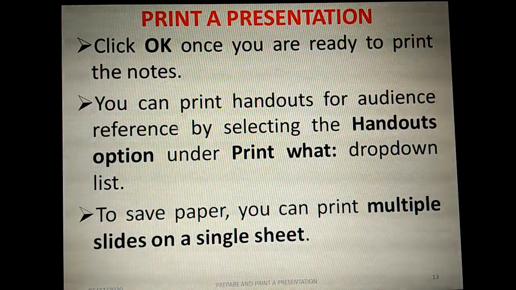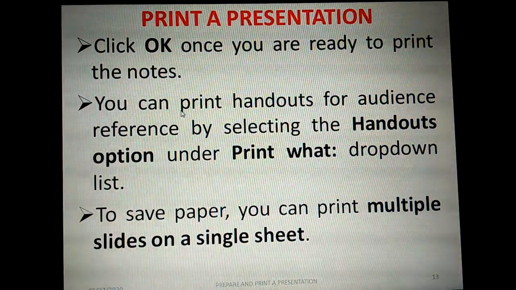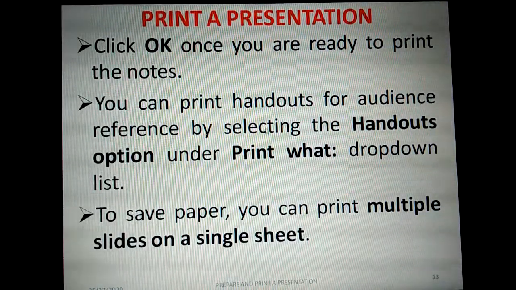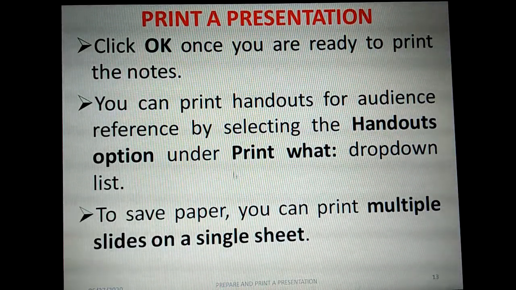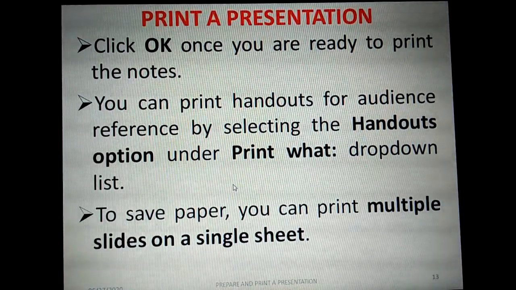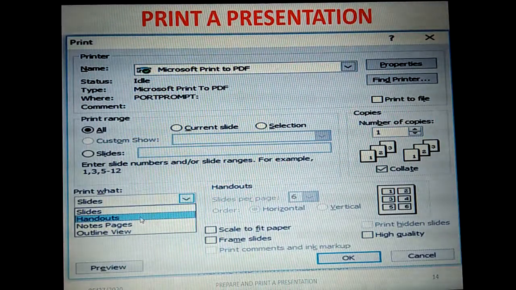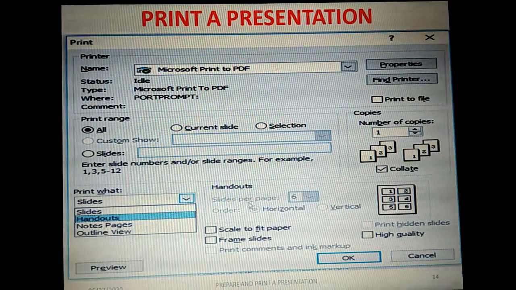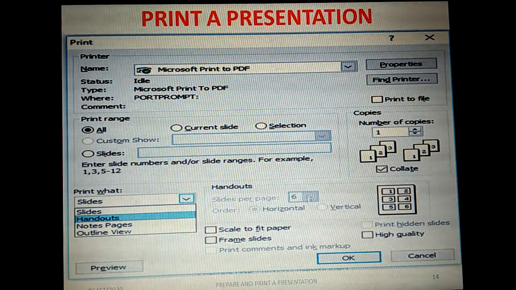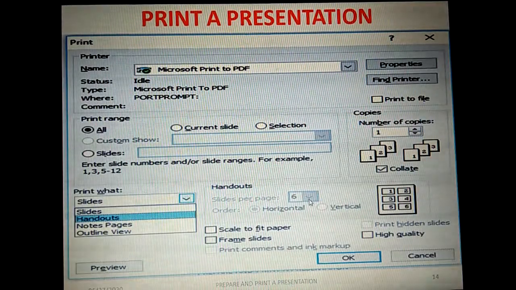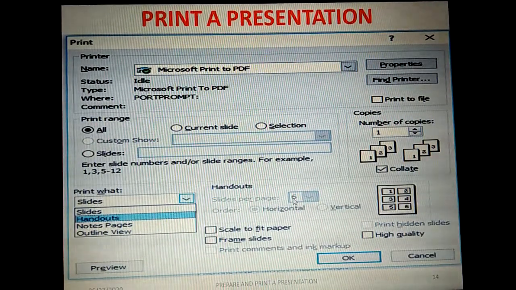Okay, so handouts, if you click OK, once you are ready to print the notes, you can print the handouts for the audience reference by selecting the handouts option under print what drop down list. If you want to save the paper, we can take a printout on a single sheet, multiple slides we can select. So this is possible only in the handouts view. If you select the handouts view, immediately this will be enabled. Slides per page, this will be getting enabled. By default 6 will be there, that you can increase or decrease, how many number of slides you want to have per A4 sheet. You can choose a number from here.